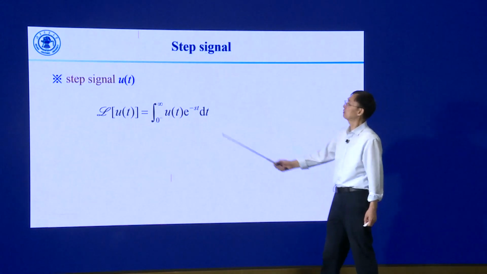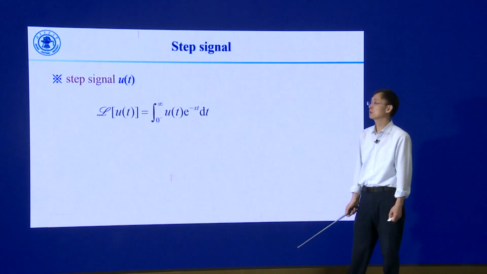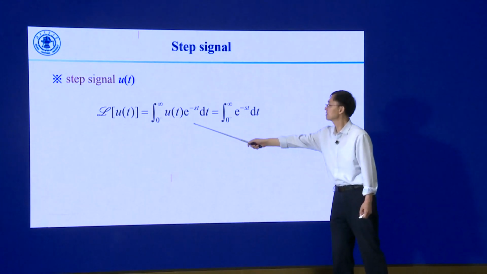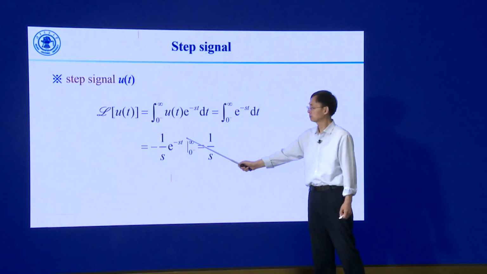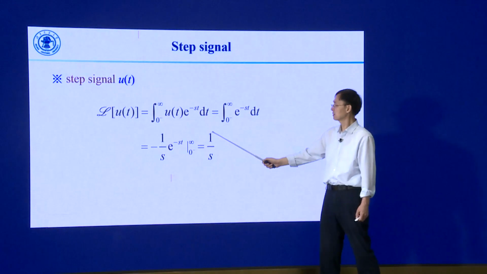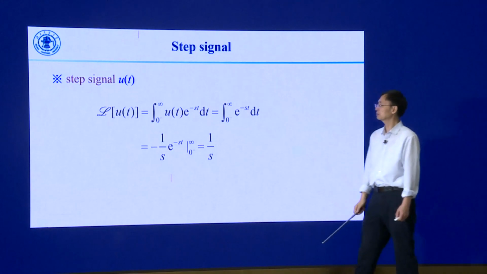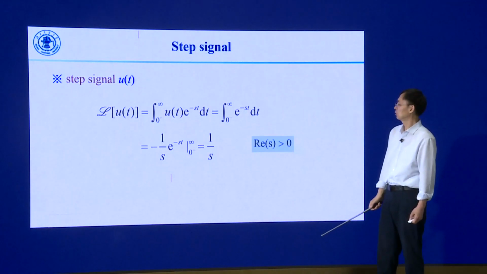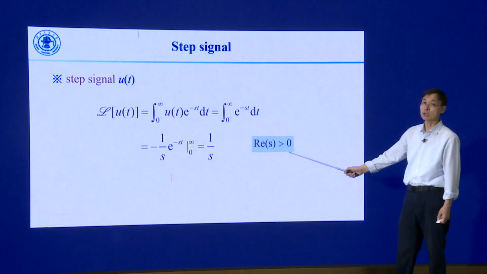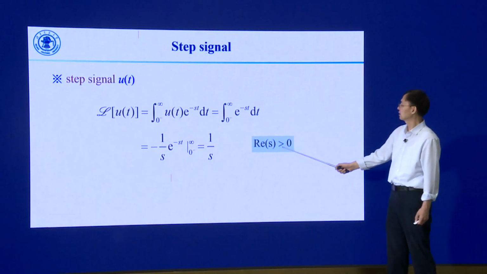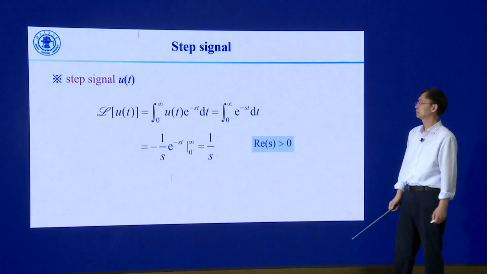For a step signal u of t, according to the definition, we can get this. If the real part of s is greater than 0, we can get this result. So, the region of convergence for this unilateral Laplace transform is the real part of s greater than 0.